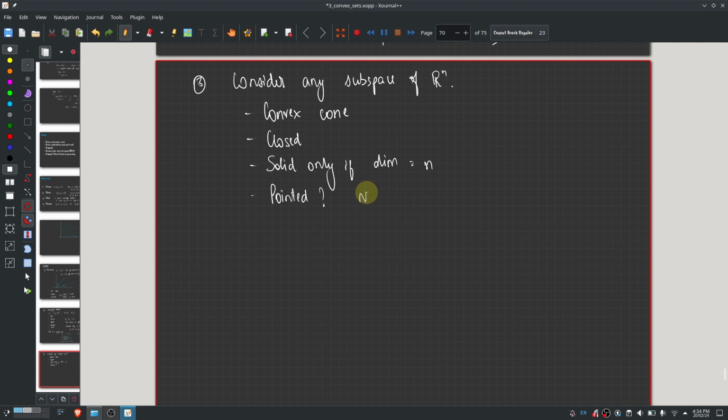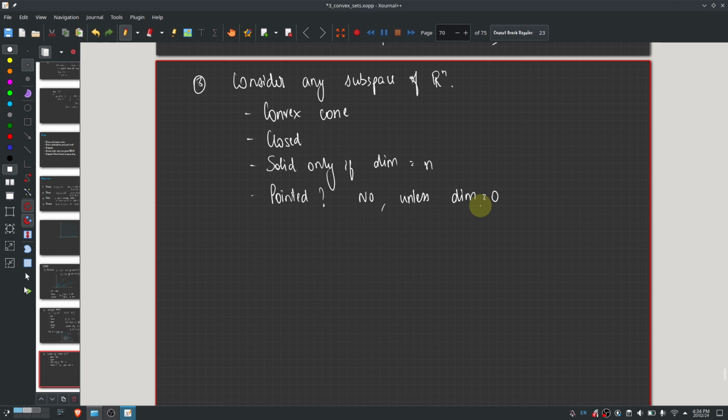So it is never pointed. It's a 0-dimensional subspace. So in other words, no subspace of Rn can be a proper cone. Okay. So in fact, all of this has a geometric interpretation, right?